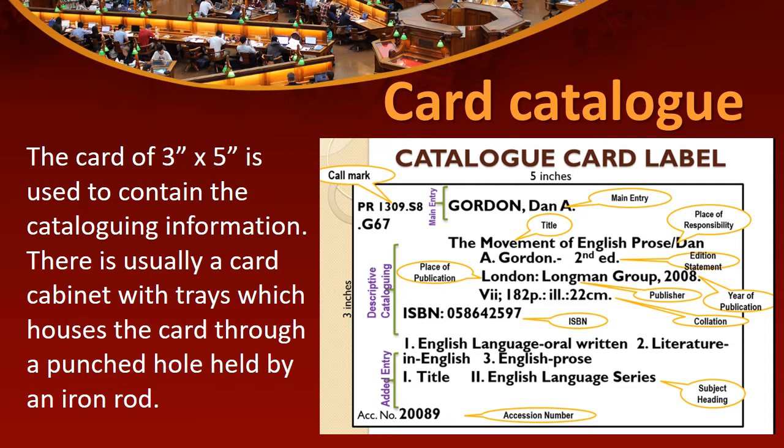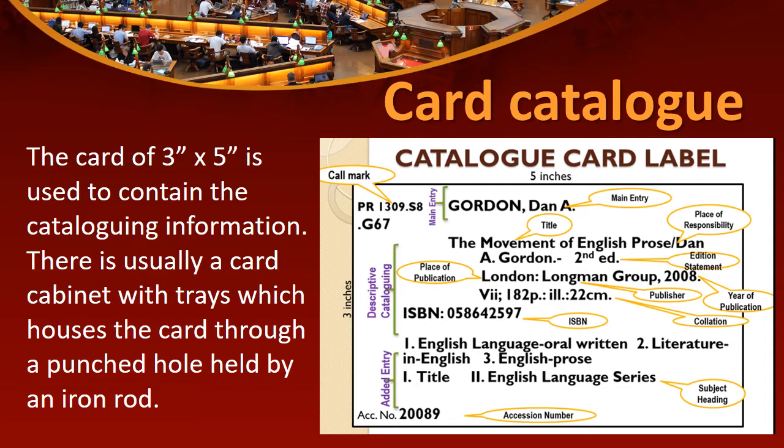Then in the added entry we have the added titles, added subjects that we can classify the materials to. Then secondly, we have the titles. So then we have the accession number.